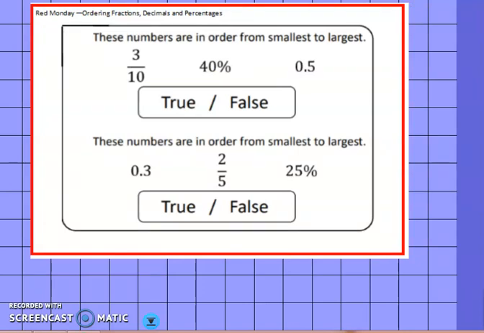Red, this is about proving if they are in the correct order. It says these numbers are in the order from smallest to largest. Again, you need to convert them all so that they're over 100. Then you can turn them into percentages and you'll be able to tell if that is true or false. And that's the same for both questions.